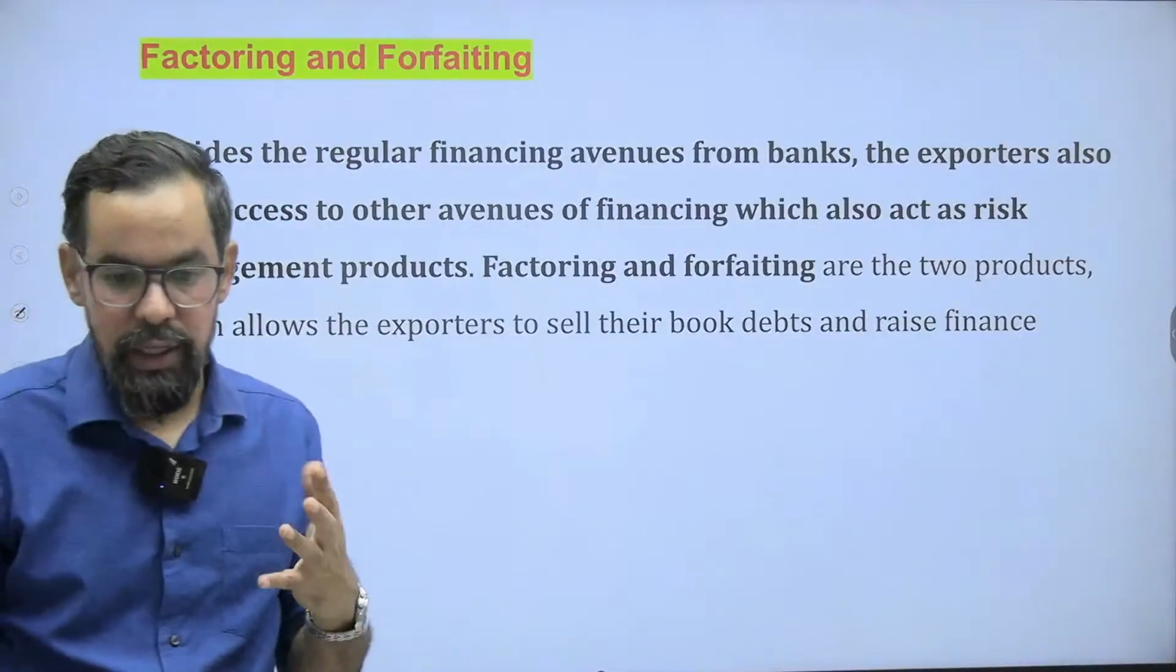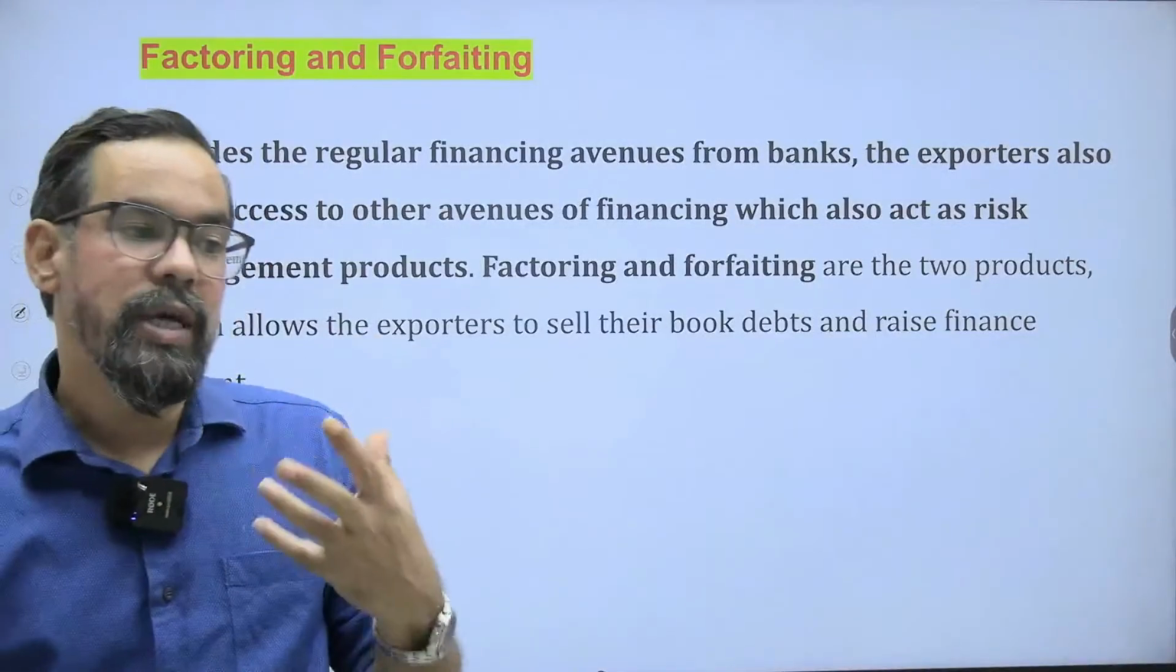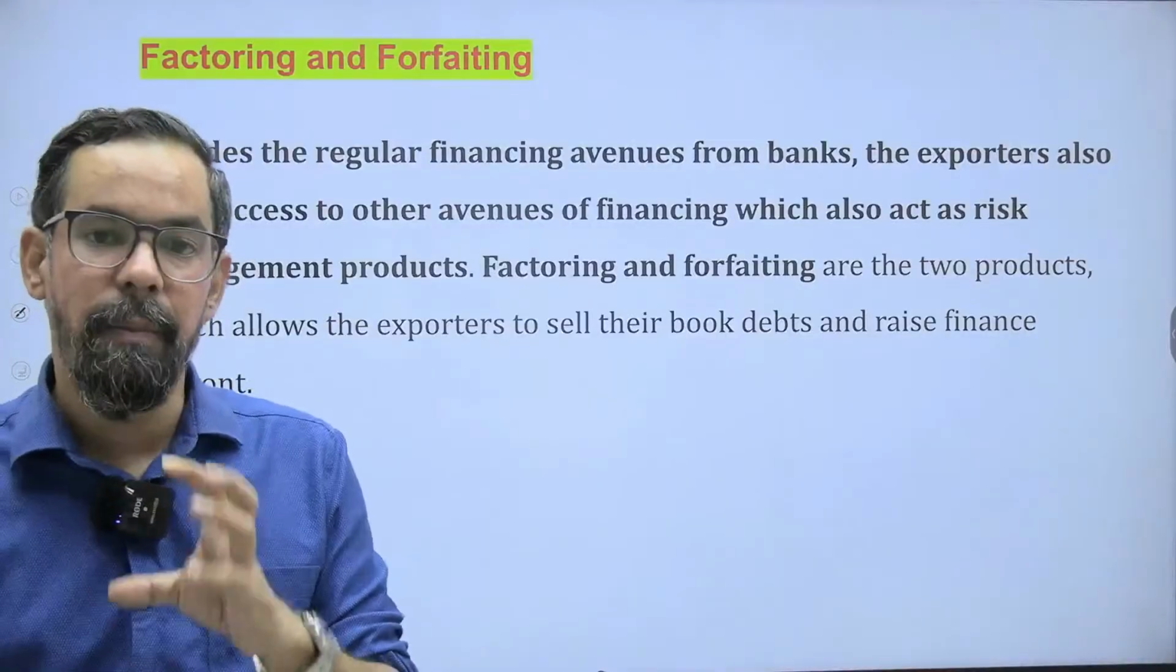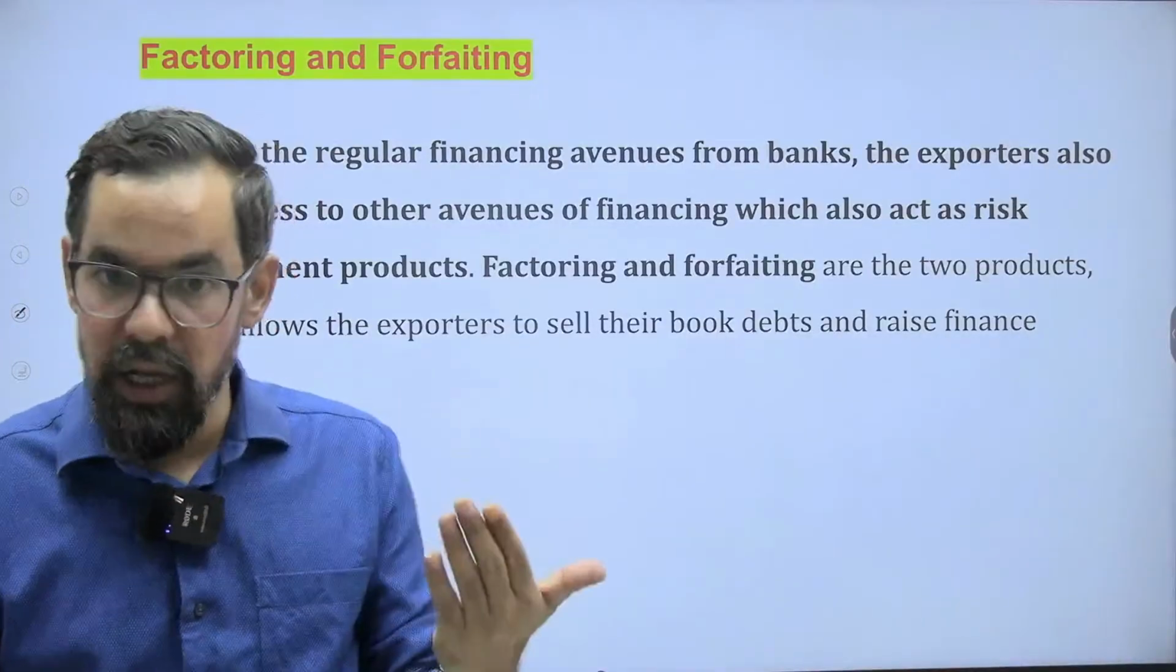Factoring and forfeiting. These are two additional ways through which exporters can arrange their working capital, right?